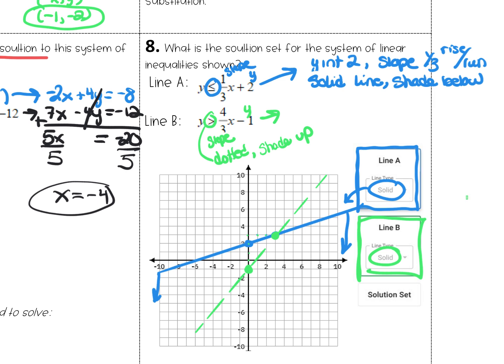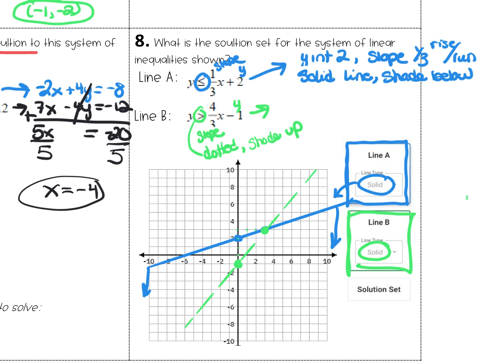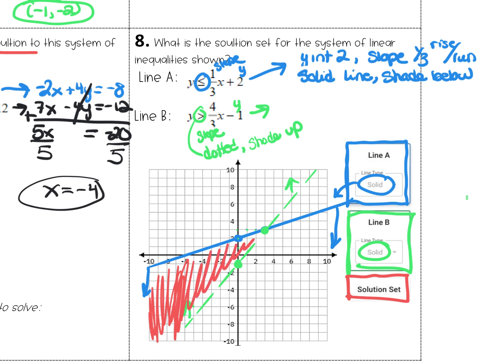So now this one said shade up, so I'm going to shade up this way and up this way. So if you look, the place where they're going to overlap, so this is the last step, then you have to click Eduphoria solution set and you have to touch the screen where you want it to shade. The place where they would overlap, where I want Eduphoria to shade, is in here. So I would have to tap this and then it would shade in between for me.